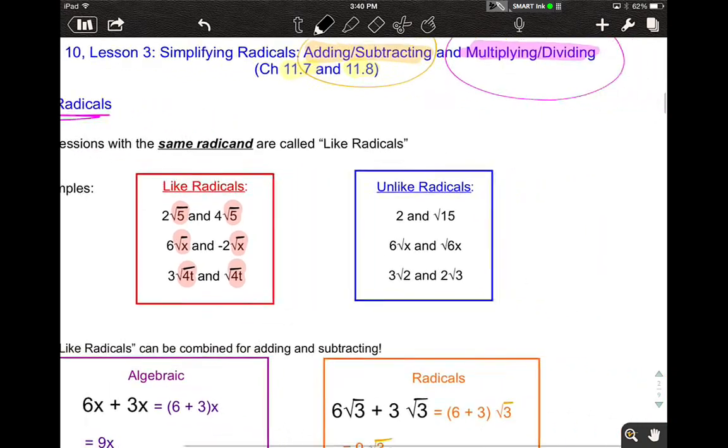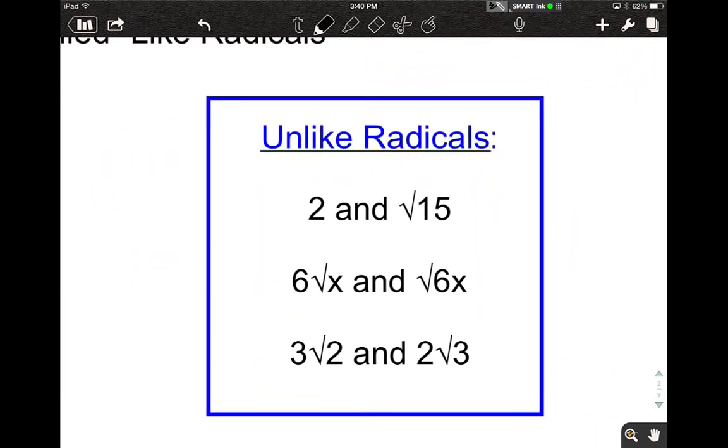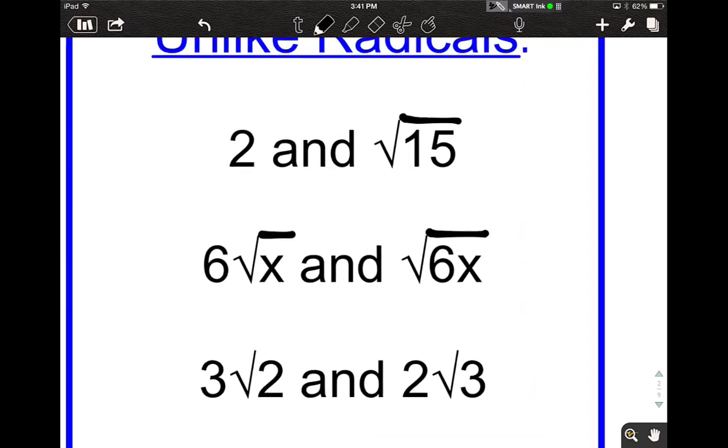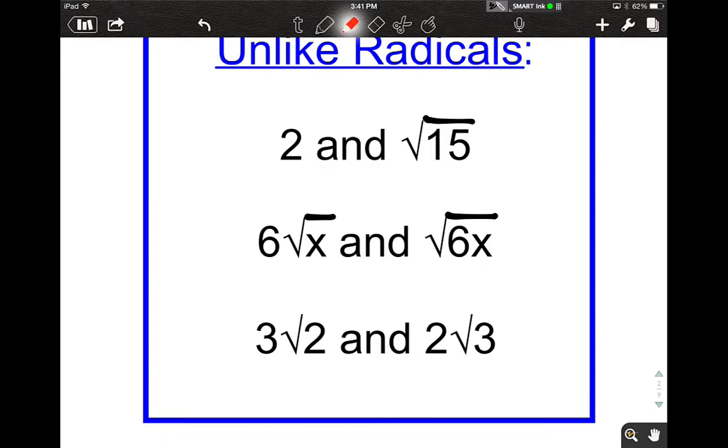Okay, on the other hand, these are not like radicals. I have 2 and the square root of 15. I have 6 times the square root of x and the square root of 6x. Now that's a fun one, okay? Do you see how this piece and this piece are not the same exactly? So just be very careful.